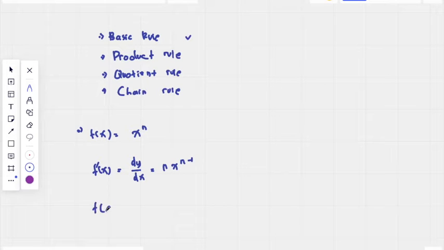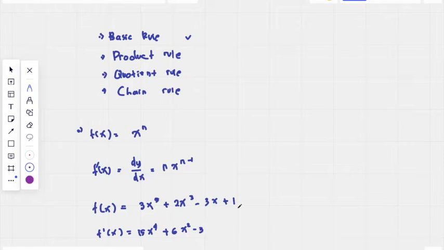So if you have, for example, this polynomial function, 3x to the power of 5 plus 2x cubed minus 3x plus 1, then the first derivative is 3 times 5 is 15, with x to the power of n minus 1, so 5 minus 1 is 4, plus 2 times 3, 6, and x to the power of 3 minus 1 is 2, and then minus 3x, the first derivative is 3, and for a constant like 1, the first derivative is 0.